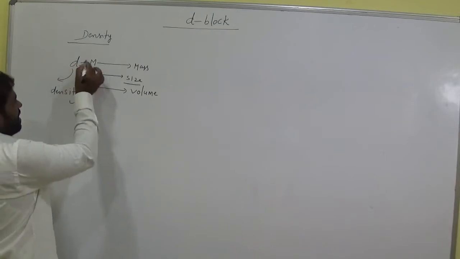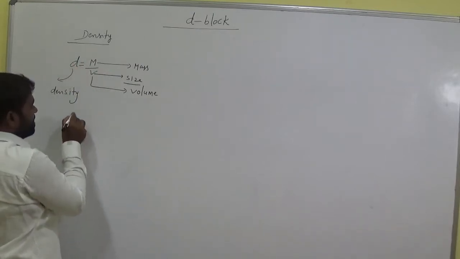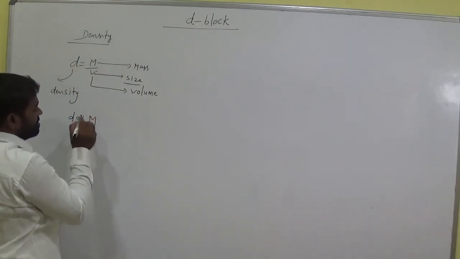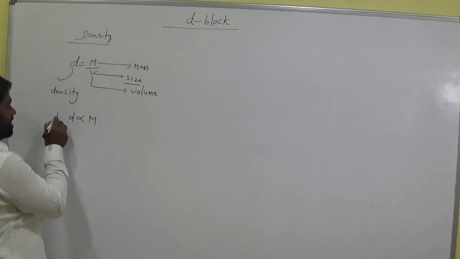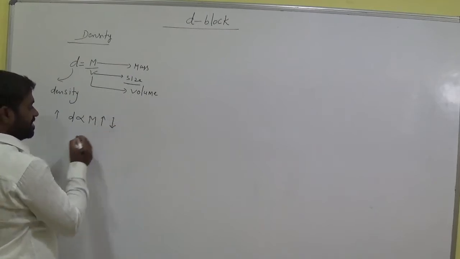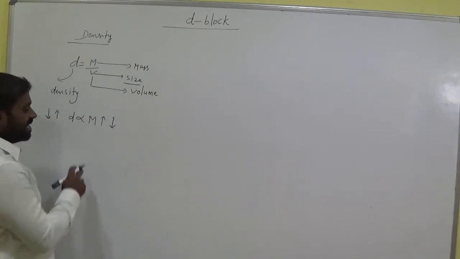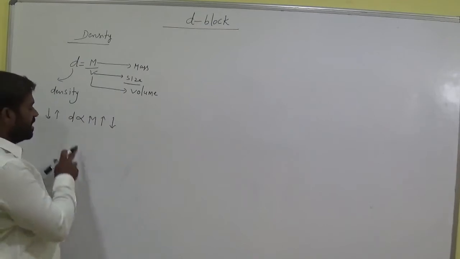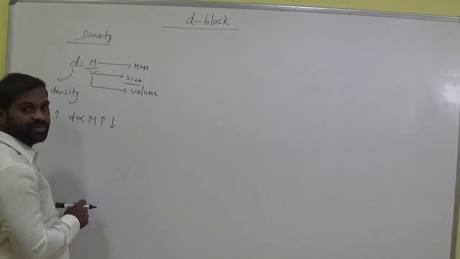So what is the relation between density and mass? Density is directly proportional to mass. That means if density increases, mass also increases, or if mass decreases, density also decreases. Directly proportional relation.